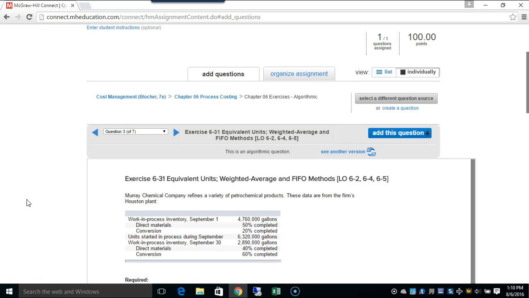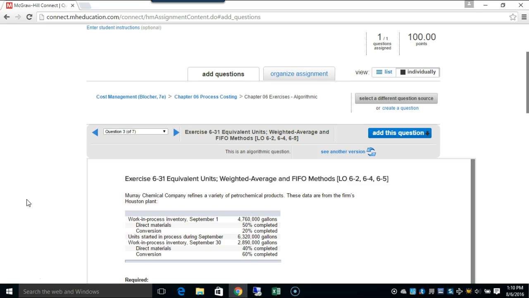So the homework 6-31, we have a chemical company that refines petrochemical products. So this is not a job costing system. This is a process costing system. So the information they give us is our work in process inventory at the beginning of the month, September 1st, in gallons. They're telling us direct materials are 50% complete, conversion costs are 20% complete.